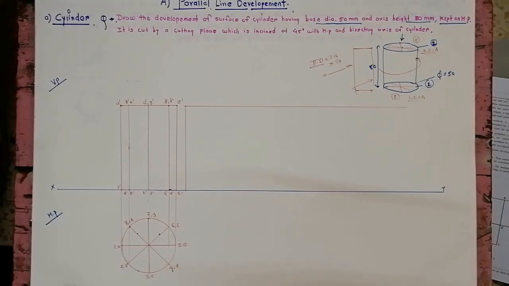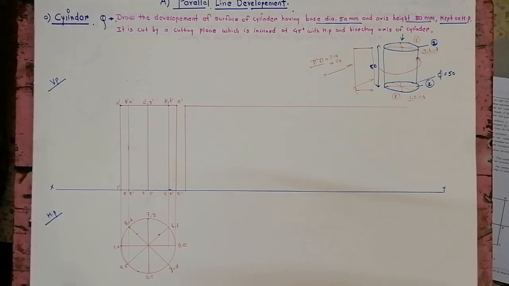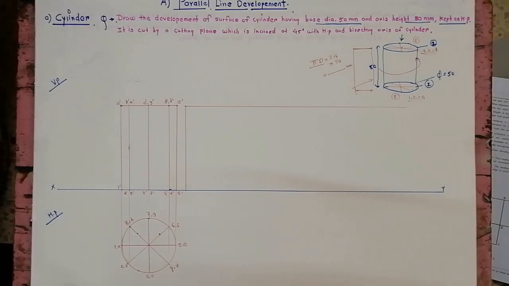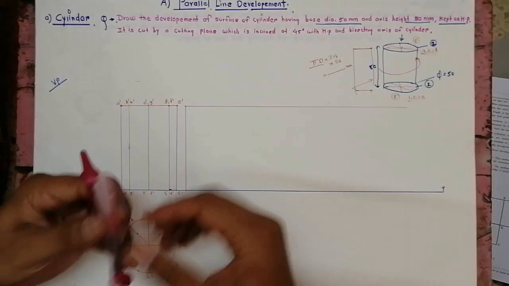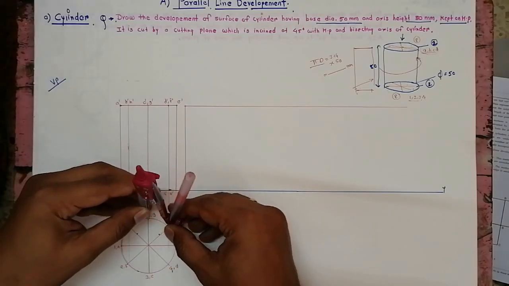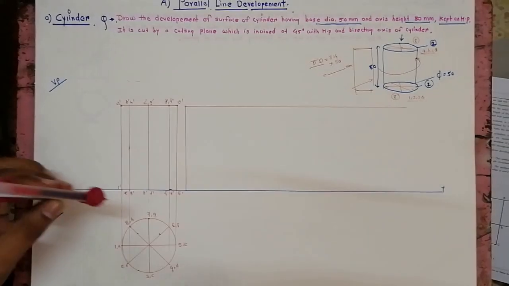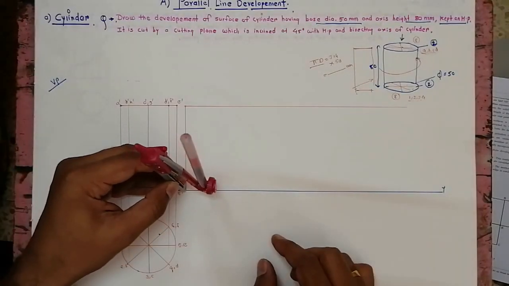Otherwise, if you don't have the calculation, the simplest method is to take the arc distance from the circle. If you have the calculator, you take that distance and divide it into 8 parts. Otherwise, the simplest method is to take the arc distance from the circle. So this arc distance you have to take, and then mark here.